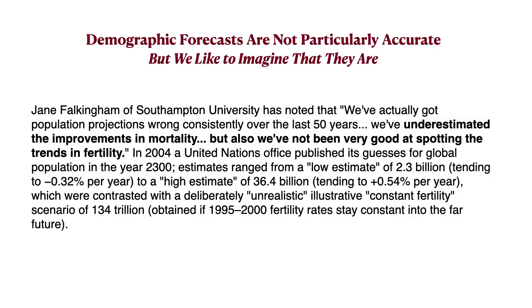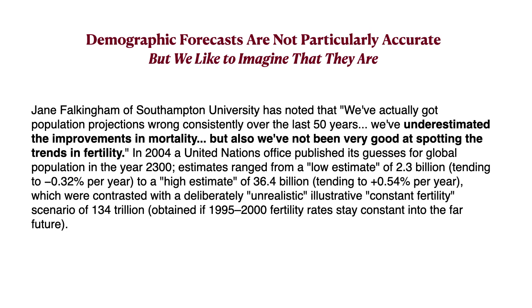And as an overarching point, I'm going to quote here Jane Falkingham of Southampton University, who noted that we've got population projections consistently wrong over the last 50 years. And I think this is really undeniable. And we still have these very confident projections being made. And then within a few years, they have to be recalibrated because they are not working out. So as she notes, we have not been good at spotting trends in fertility, and that's absolutely true.